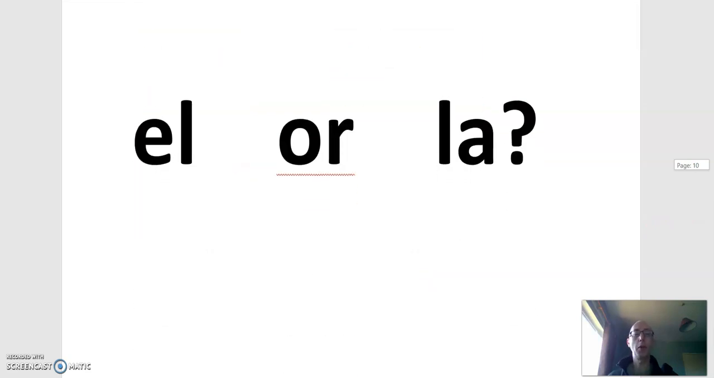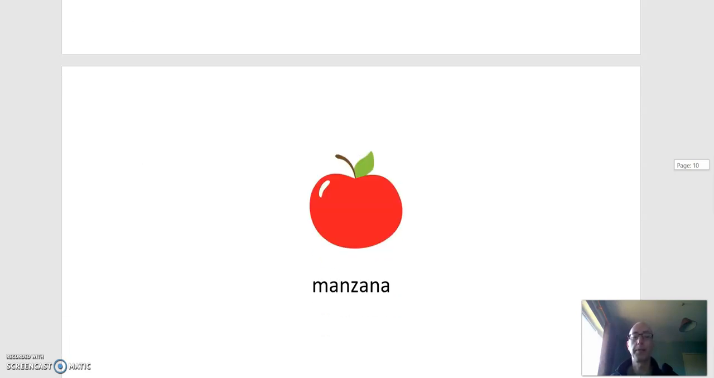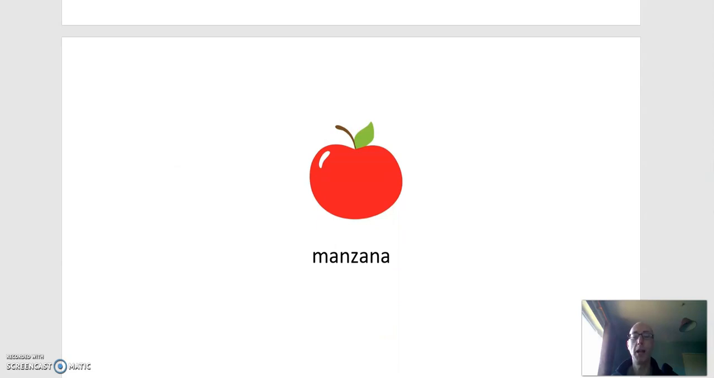So let's see if you can remember just the article, el or la. That's all you have to do here. So this is a little bit of practice. Manzana, is it el or la? Well, it has an A at the end, so we know it has to be la.